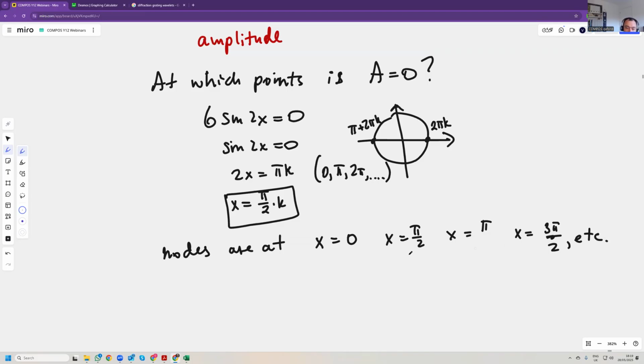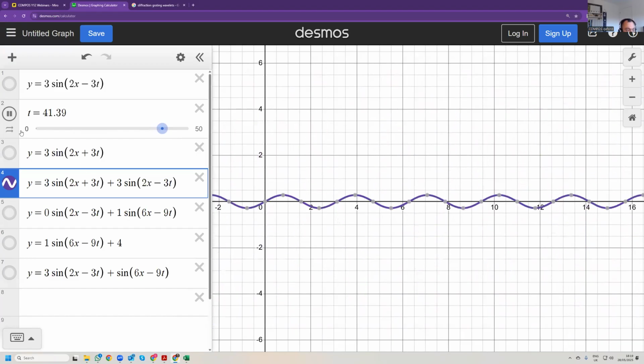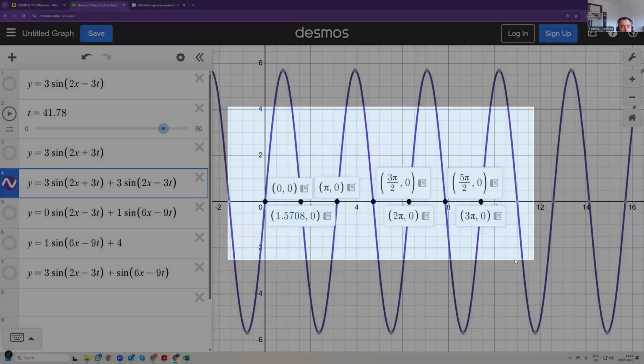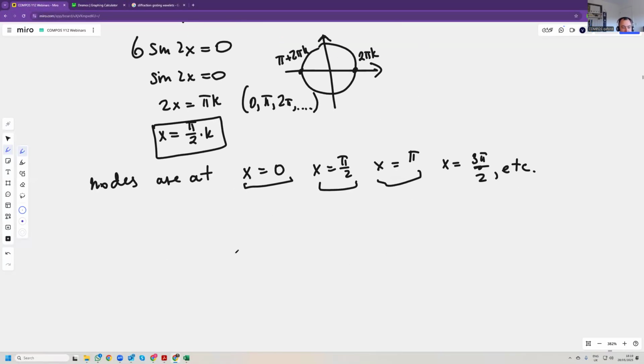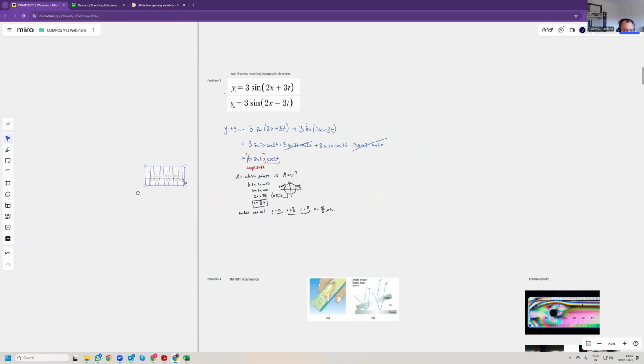etc. Let's check if that is actually the case. And it is. As you can see, these nodes are correct. You can similarly show the position of antinodes.